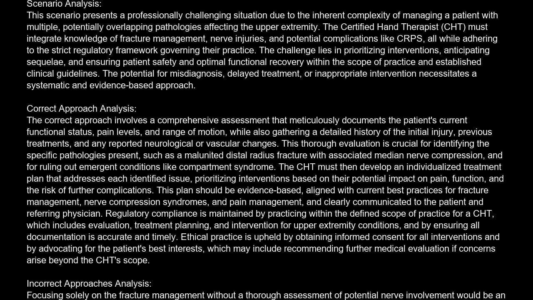Incorrect approaches analysis. Focusing solely on the fracture management without a thorough assessment of potential nerve involvement would be an incorrect approach. This failure to consider the interconnectedness of musculoskeletal and neurological structures could lead to inadequate treatment of nerve compression, resulting in persistent pain, sensory deficits, and motor dysfunction, thereby violating the ethical obligation to provide comprehensive care and potentially contravening regulatory expectations for a holistic patient evaluation.